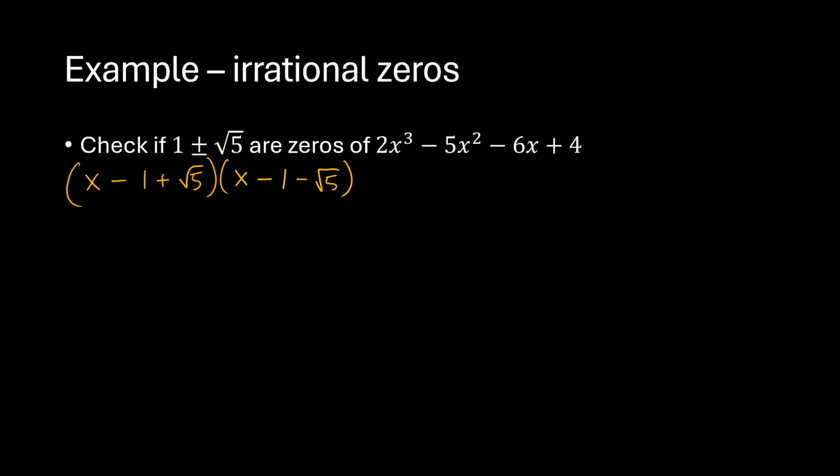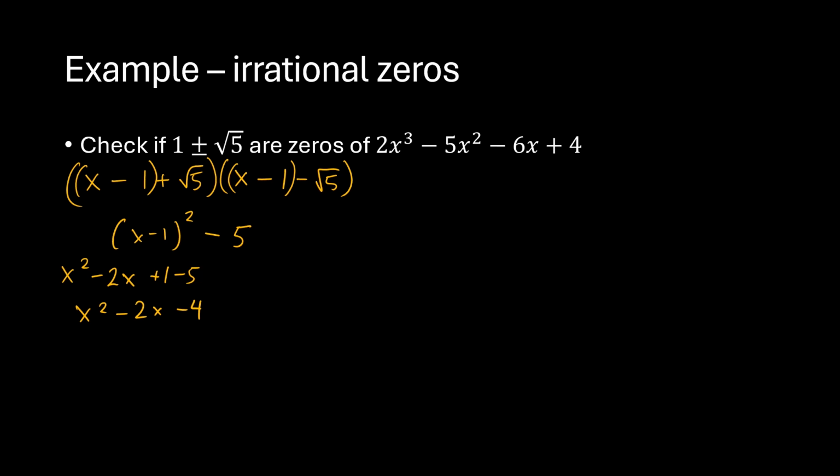Now I can rewrite this as x minus 1 times x minus 1, so I have a difference of squares. So it'd be x minus 1 in parentheses squared, minus the square root of 5 squared, which is 5. I can simplify this. So this would be x squared, multiply these and then double it, so it's minus 2x, plus 1 minus 5. And then I can simplify that as x squared minus 2x minus 4.